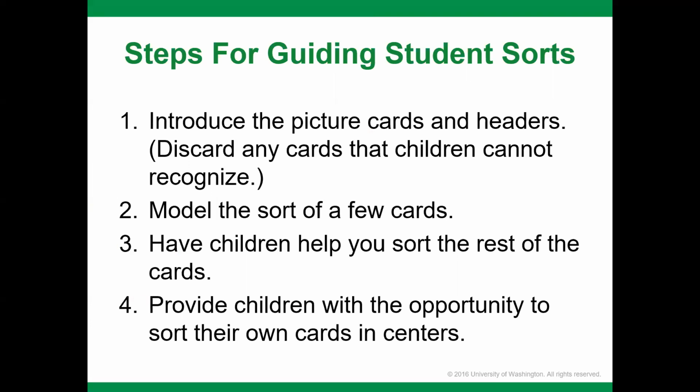Number 3 is have children help you sort the rest of the cards. Yes, like I said, once you model, the children will be able to follow you and copy what you did and learn from you. So modeling is one of the greatest ways to teach children, not just pronunciation, phonological awareness, even social emotional learning. Children learn best through modeling. So they're watching you all the time. So you want to use your own actions as a way to teach.